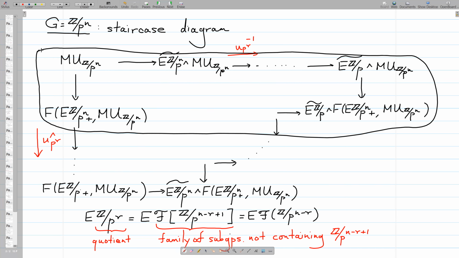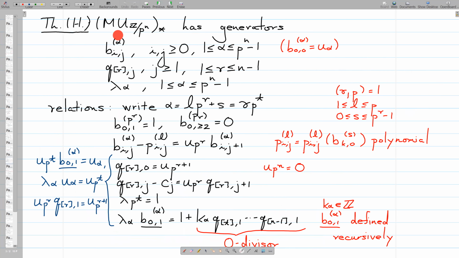the top wide square. So now let me just give you the statement, which is that MU Z mod P to the N has the same collection of generators, Bij alphas, lambda alpha. You have these sort of N minus 1 levels of Qs. And the relations actually get kind of more difficult. So you write alpha to be L times P to the R plus S, which is alpha P to the, and also gamma P to the T.